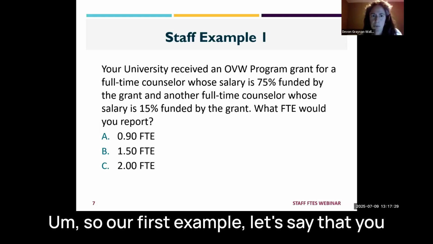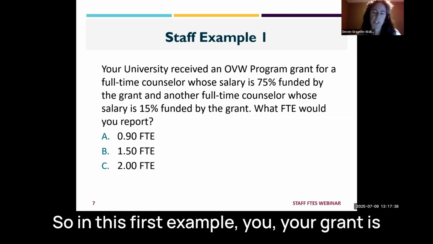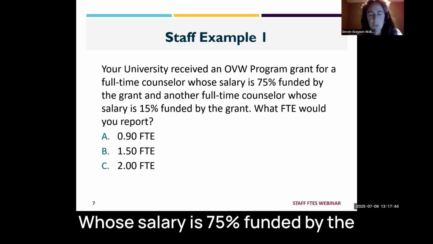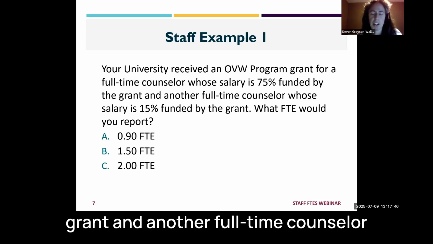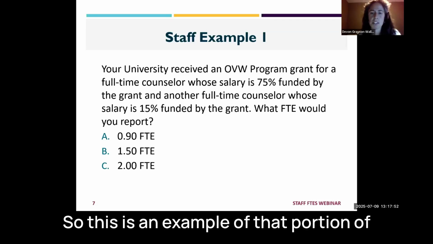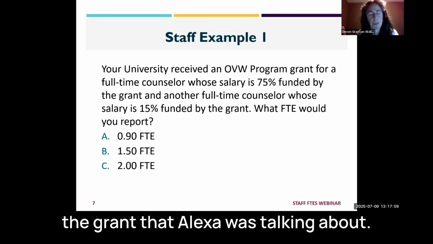So our first example, let's say that you are a university receiving an OVW grant. In this first example, your grant is intended to cover a full-time counselor whose salary is 75% funded by the grant, and another full-time counselor whose salary is 15% funded by the grant.